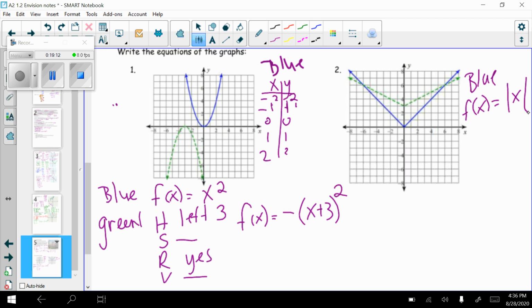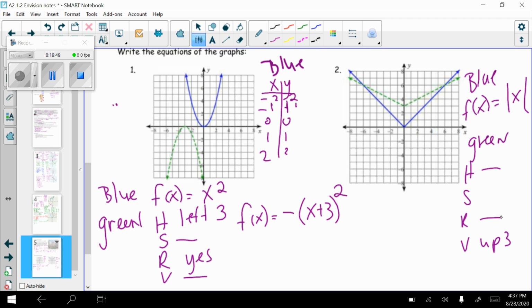So now we're going to look at the green dotted. I'm going to do H, S, R, and V. I noticed that it did not shift any left or right, so there was no horizontal shifting. I noticed vertical right off the bat that it went up, and it looks like it is up at 3, so it went up 3. It is opening up, so there is no reflection. I do notice that it is wider than the original one, so I need to check what the S value is, what the stretch is. I need to find that A value.